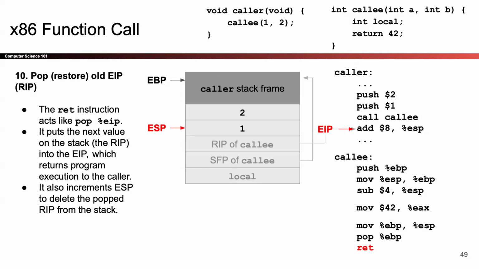Why is it 4? Because in this case, the callee has a local variable that is declared as type int. And int on a 32-bit platform is a 32-bit value, meaning 4 bytes. So we need 4 bytes to store that, so we subtract 4 bytes to reserve space for the int.